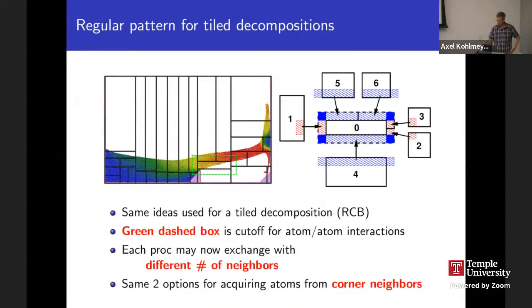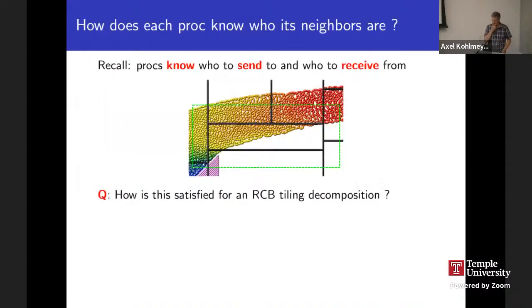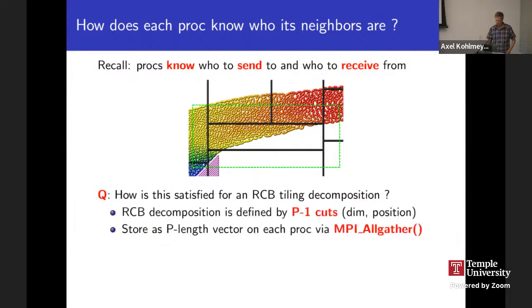So how do we do that for RCB? That's the question I'm going to answer on this slide. How does each processor know who its neighbors are in this tiling? This is one of the nice things about RCB, that it's fairly easy to figure out, and I'm going to explain this to you. Here's a little zoom in of that snapshot where I have this processor with its green box, and these are the 6 neighbors around it that I showed before. Remember, to do regular communication, I have to know who to send to and who to receive from. So how do I figure that out for this tiling approach with RCB?